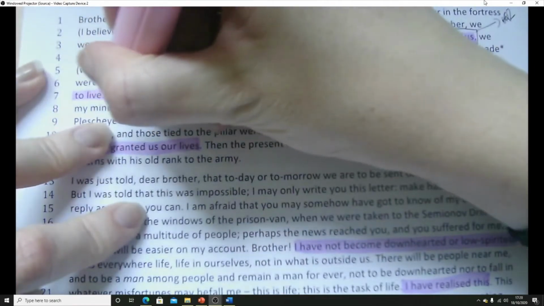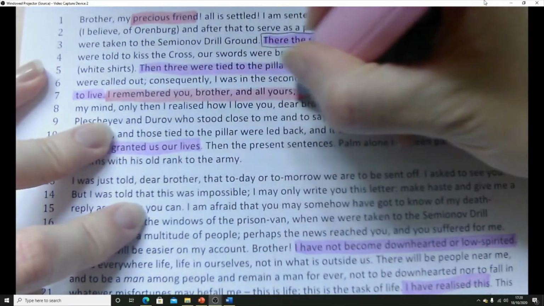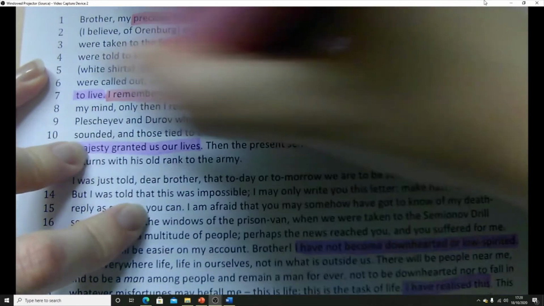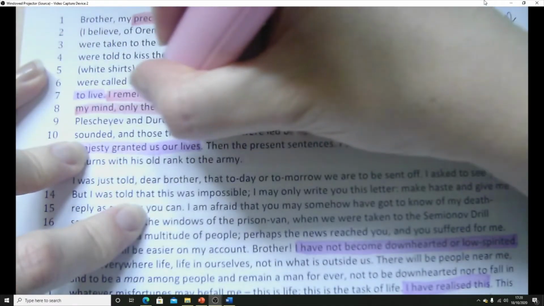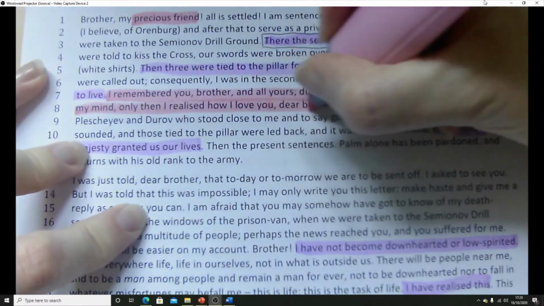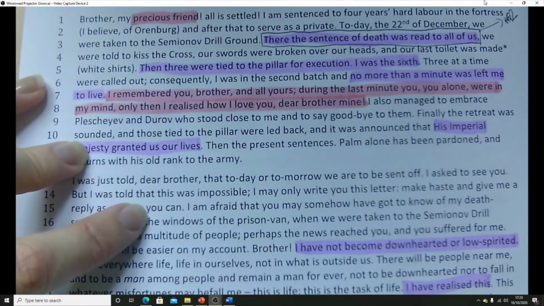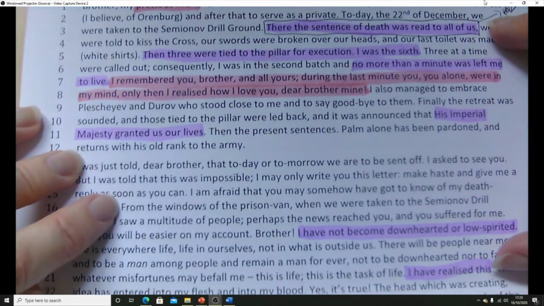So, I remembered you, brother, and all yours. During the last minute, you alone were in my mind. Only then I realised how I love you, dear brother mine. I also mentioned Brace Preshev and Durov, who stood close to me and said goodbye to them. Finally, the retreat was sounded, and those tied to the pillar were led back.